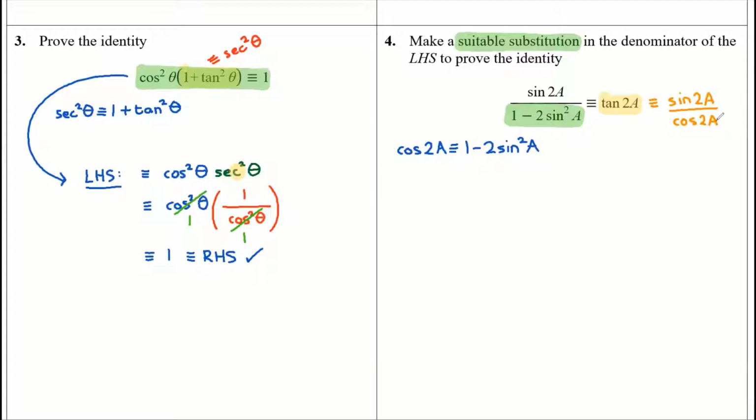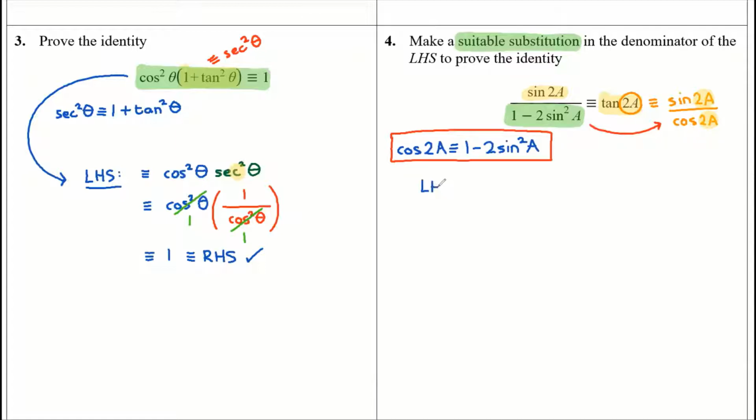It doesn't matter that it's 2A, as long as you're consistent. That angle can be called anything you like, as long as it is replicated throughout the identity, which of course it is here and here, so that's fine. You can see that the sine 2A corresponds to the sine 2A here. So that means the denominator must correspond with the cos 2A, and it does so directly via this identity, which I recommend you learn, along with all the other ones. So that's going to be our thought process. So we just have to write it all out now.